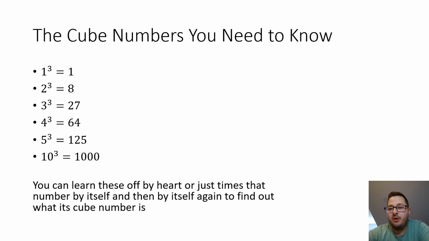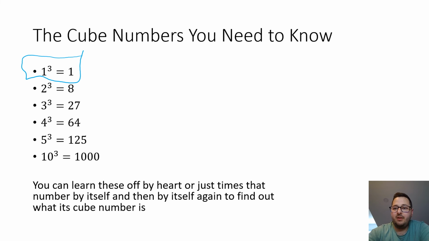Okay, so there's a lot fewer cube numbers that you need to know. There's just these 6 cube numbers. So we've got that 1 cubed is 1, 2 cubed is 8, 3 cubed is 27, 4 cubed is 64, 5 cubed is 125, and 10 cubed is 1,000. So what you might be noticing already, we knew that 1 squared is 1, and now we've got that 1 cubed is 1. Well, if you keep timesing by 1, you're going to get 1 every time. So 1 to the power of anything is going to be 1.